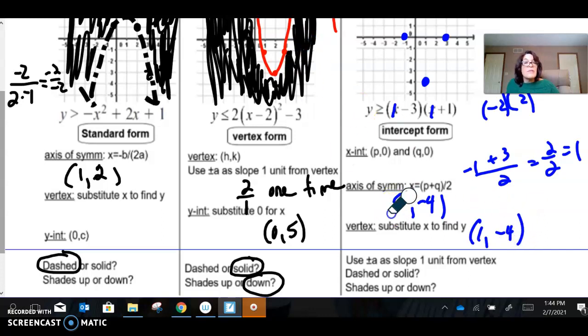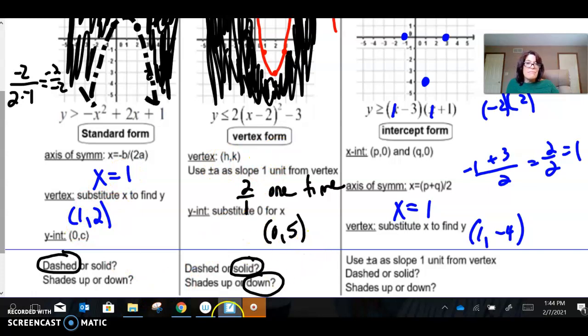My axis of symmetry, sorry, I was one step ahead of you, or of myself. My axis of symmetry is x equals 1. Okay, just like here, the vertex is 1, 2. I'm sorry. The axis of symmetry is x equals 1.